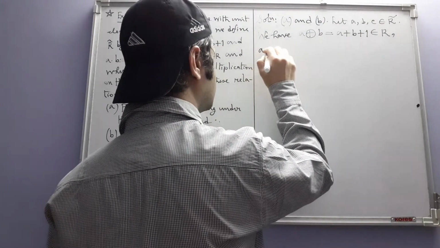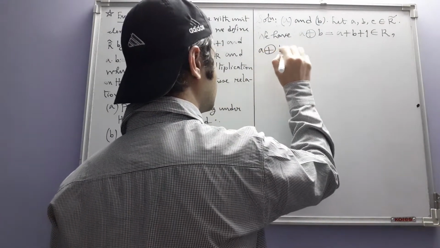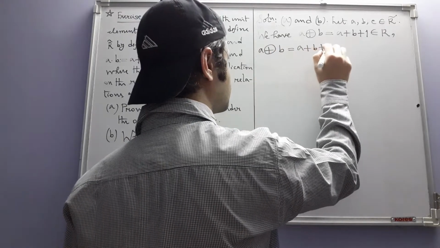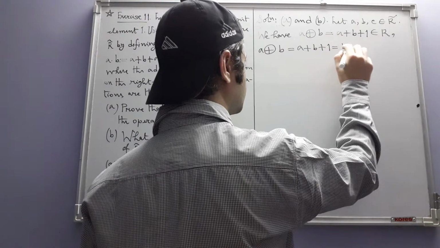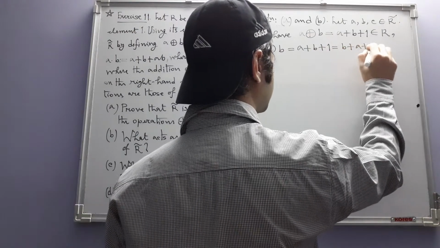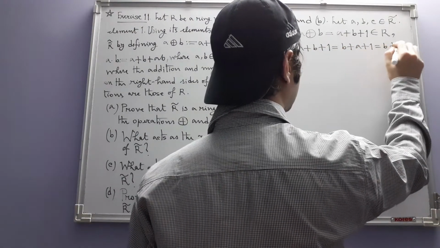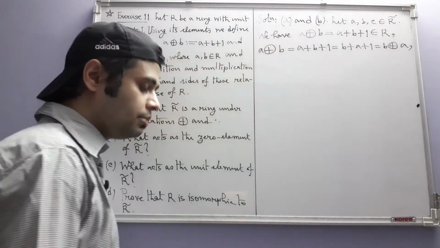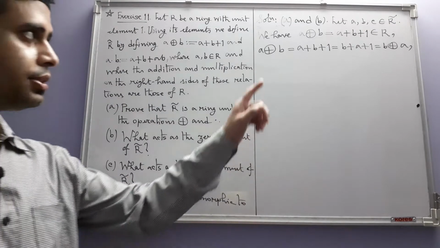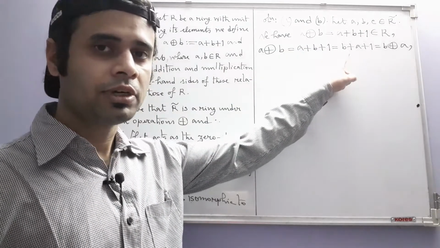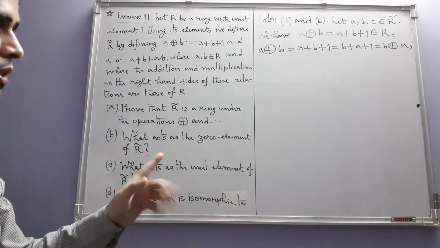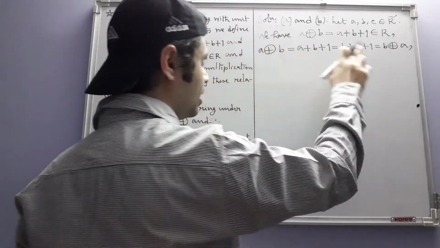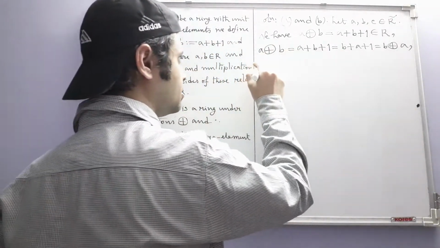And a tilde plus b is equal to a plus b plus 1. This can also be written as b plus a plus 1, which is equal to b tilde plus a. Why? Because the addition in R is commutative, that we already know. So that's why we can do this thing. So it turns out that the new addition is also commutative.